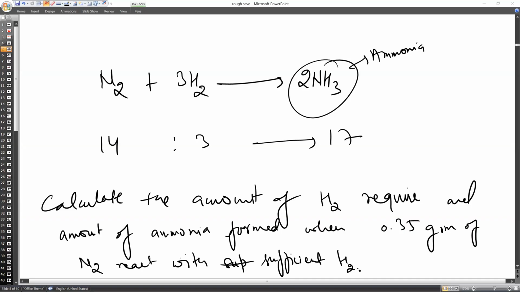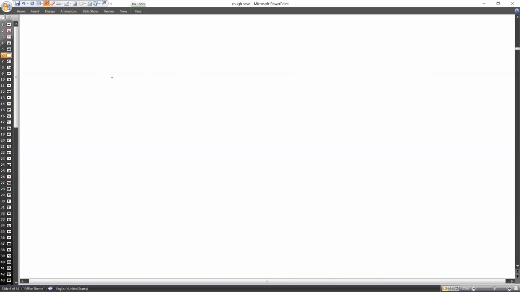0.075. Let me check. So first of all, what you are going to do is you will put that given amount here as that is given to you, that is 0.35, and then put that value as x because you need to find out this value. So write 14 upon 0.35 is equals to 3 upon x. Now simply you have to find out the value of x.